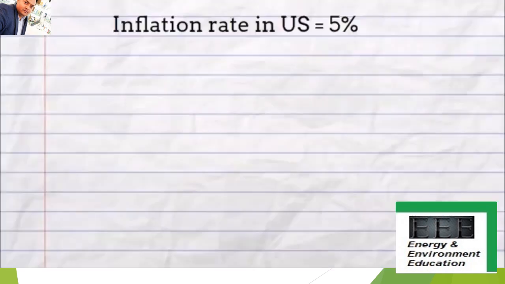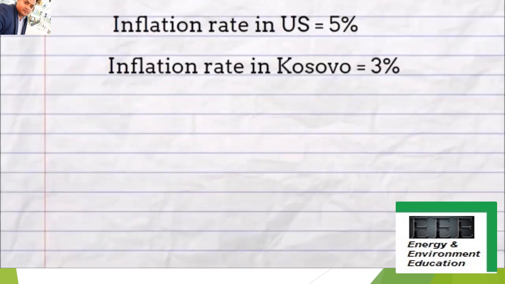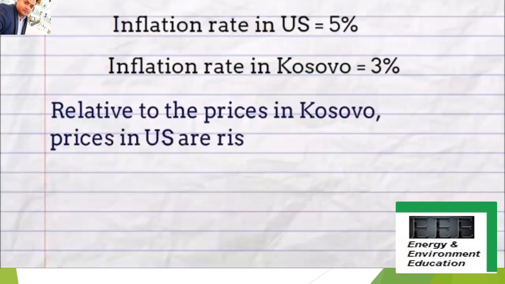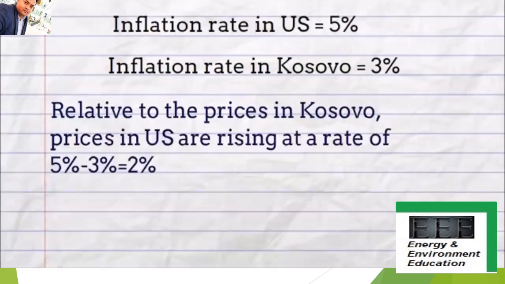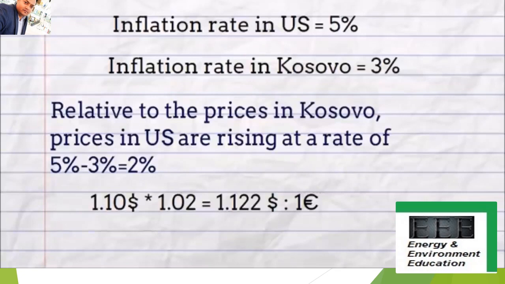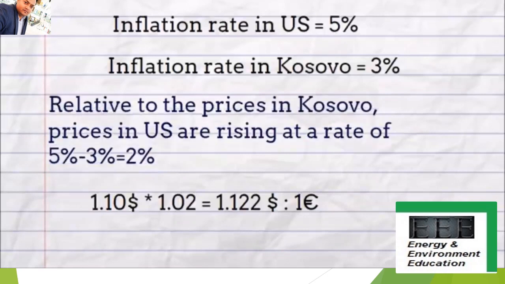What if we expect Kosovo's inflation to be 3% in the upcoming year? Relative to the prices in Kosovo, prices in the US are rising at a rate of 2%. So, the new exchange rate would be 1.10 US dollars times 1.02 equals 1.122 US dollars per 1 euro. Therefore, the relative purchasing power parity examines the relative changes in price levels between two countries and maintains that exchange rates will change according to inflation. So, it is a better measure than the absolute purchasing power parity.